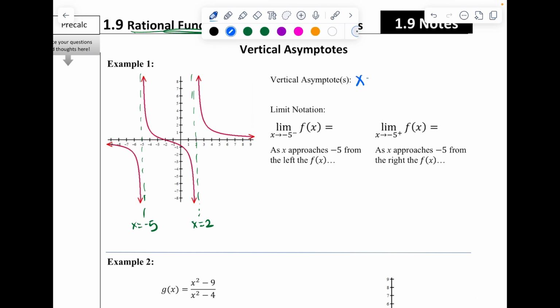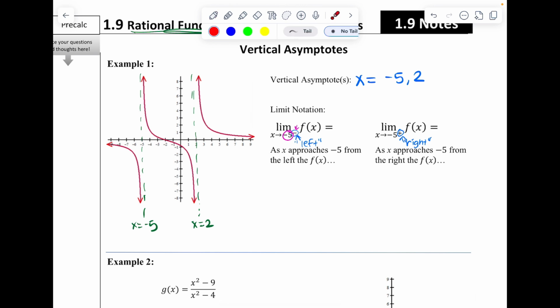So we know that x equals -5 and 2 are those vertical asymptotes. This limit notation regarding a vertical asymptote says this. We say as the limit that x approaches -5, this little thing here is a negative, and that means we read this as from the left. And as we see it here, we read this from the right. So it's still this value of -5, but we read this as approaching from the left.